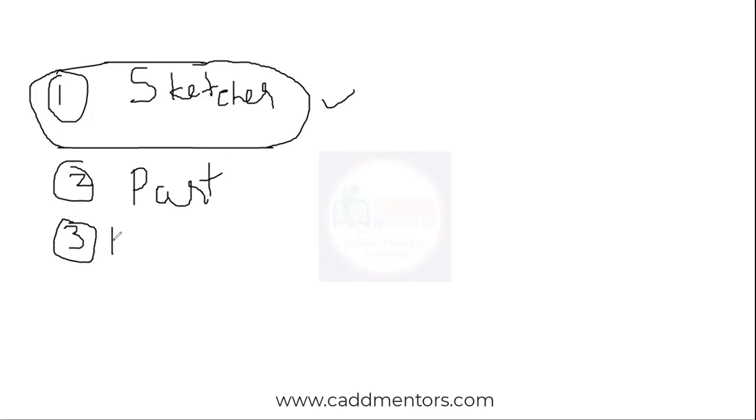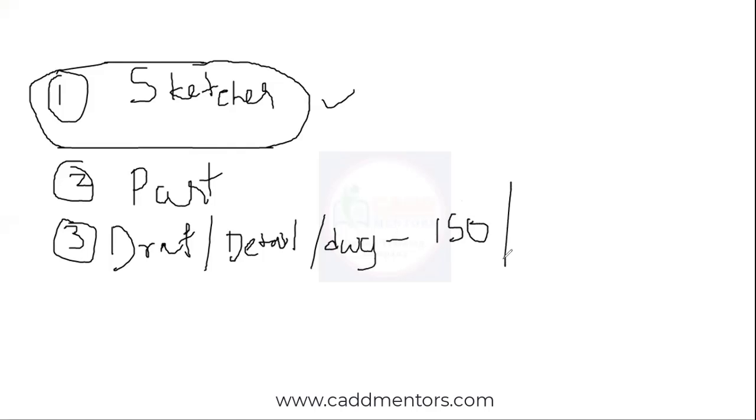Next one is drafting. It is called drafting, detailing, or drawing, anything. You can call it anything. These three terminologies we usually use, DWG. In drafting, once you are done with part design, you make a 2D drawing. That 2D drawing goes for production. This is also very important. Here I'll be teaching you the standards, ISO standards and ASME standards. Whenever you draw any kind of drawing, one of these standards should be considered.